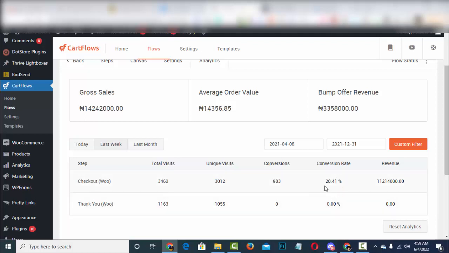So the conversion rate of the checkout page, this is not the conversion rate of the sales page. Meaning we can still even improve on the conversion rate of the checkout page. How? Of course, that's a story for another day. These are high value things I'm even sharing with you guys now. But we can increase the conversion rate of this checkout page. But at the moment, the checkout page is performing at 28%.